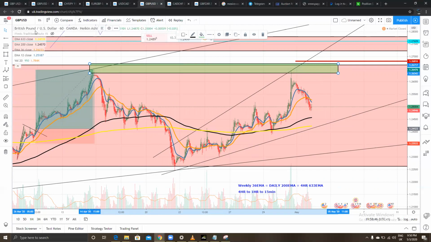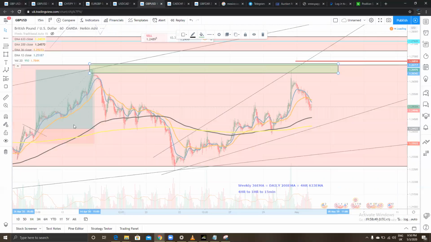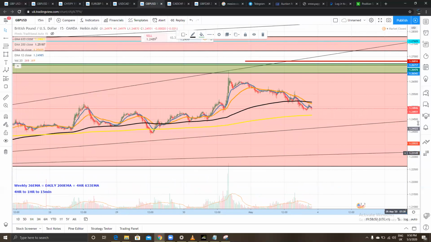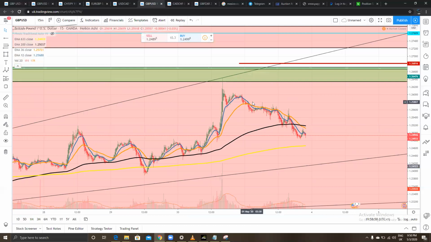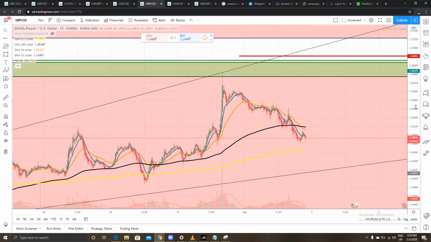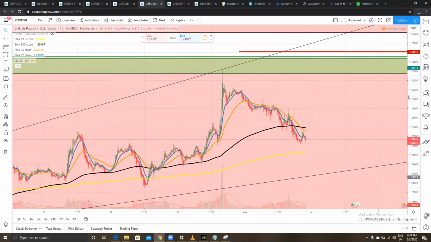So let's investigate what is coming up. What's our 15 minutes looking like? It's looking down. Yeah, definitely looking down. There's no need to be confused. The 15 minutes is definitely looking down. And when the 15 minutes is looking down, that means the changes that we are expecting on the 1 hour are not yet ready. You get where I'm coming from?